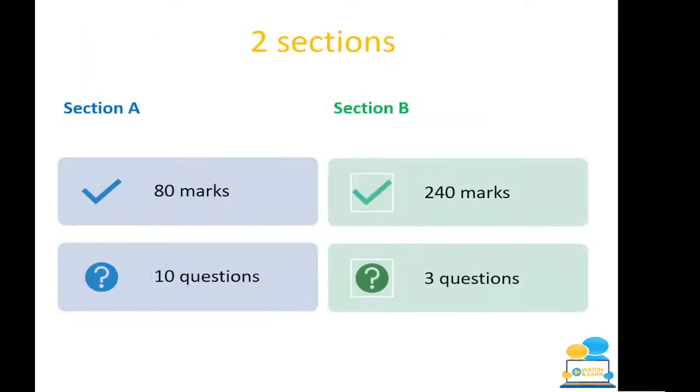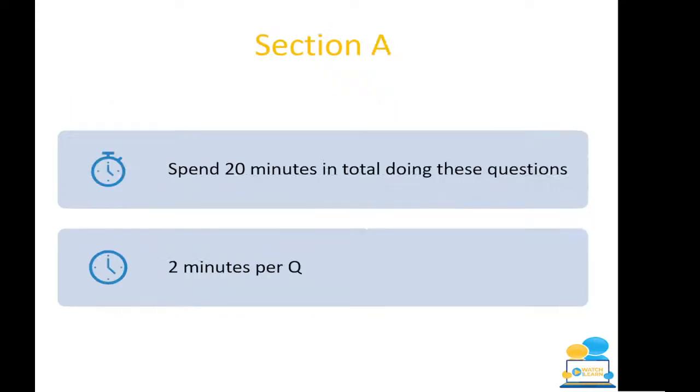So there are two sections, Section A and Section B. Section A has 80 marks, which is composed of 10 questions at 8 marks each. We then have Section B, which is 3 questions, which altogether amounts to 240 marks.